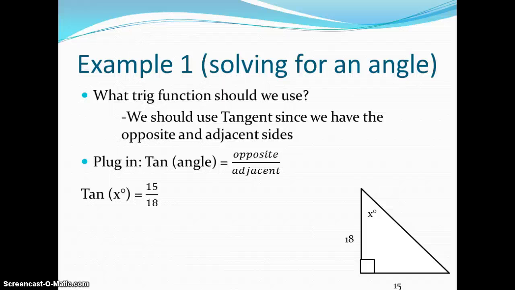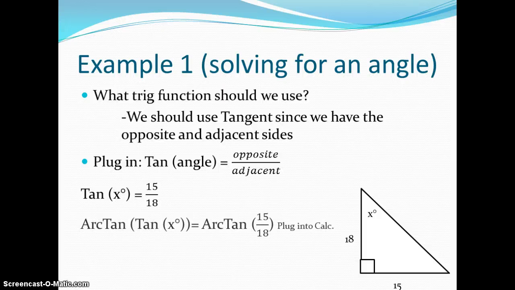Now we're going to solve for x. So we're going to do the arctan of both sides. We'll have the arctangent of the tangent of x equals the arctangent of 15 over 18. When we do that, the arctangent and the tangent cancel, so we're just going to have x on that side. Now we plug the arctangent of 15 over 18 into our calculator to get x equals 39.8 degrees.